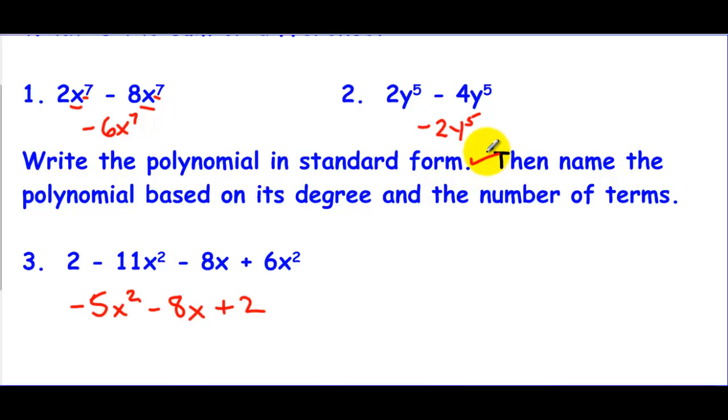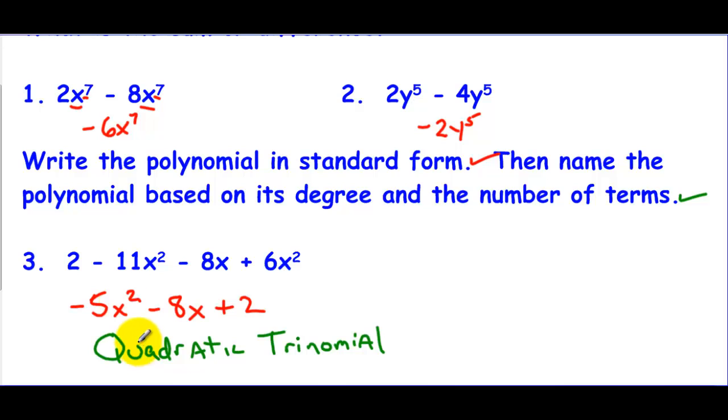Now it's asking us to name the polynomial based on its degree and its number of terms. So I'd say this is a degree 2 because this has a highest exponent of 2, and we call degree 2 polynomials quadratic. So this is a quadratic polynomial. And then based on its number of terms, I see 3 parts. Negative 5x squared, negative 8x, and 2 are my 3 parts. Whenever I have 3 parts, I call it a trinomial. So this is now in standard form, and I have given it a name. It's called a quadratic trinomial.